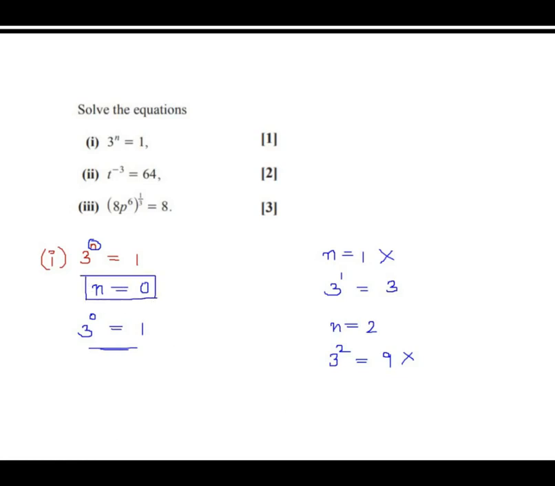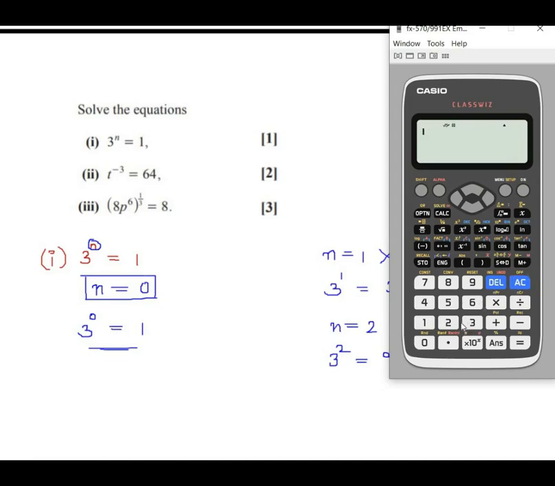To confirm it, you can always check in the calculator. 3 is raised to a power of 0. That gives us 1.